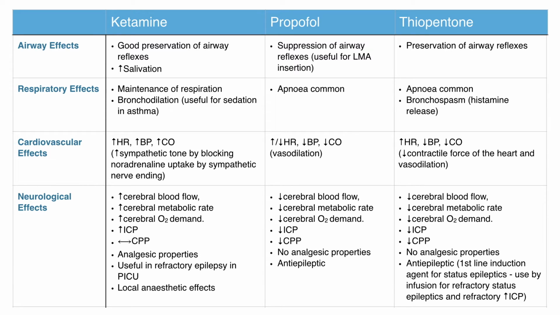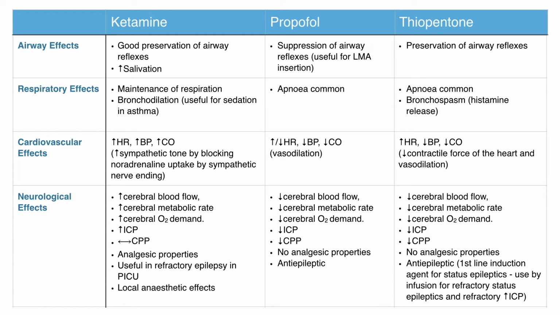And it does this by increasing the sympathetic tone by blocking noradrenaline uptake by the sympathetic nerve endings. On the other hand, both propofol and thiopentone tend to cause a reduction in blood pressure and a reduction in cardiac output. Thiopentone will normally cause slight elevation in the heart rate, whereas propofol can cause both bradycardia and tachycardia. With propofol, the cardiovascular effects occur as a result of vasodilatation, and with thiopentone are partially caused by vasodilatation, but thiopentone also reduces the contractility of the heart.